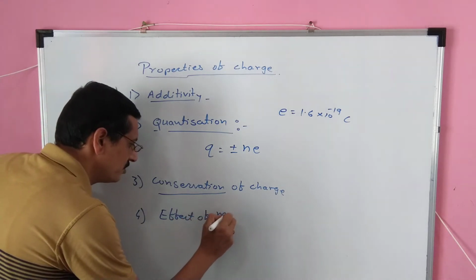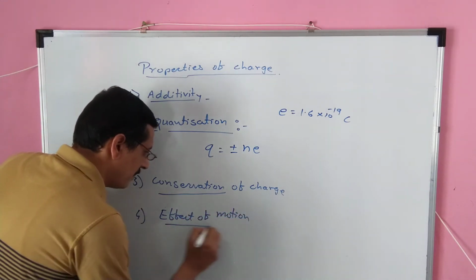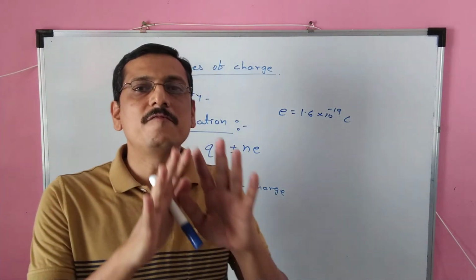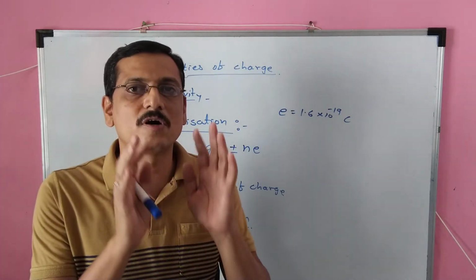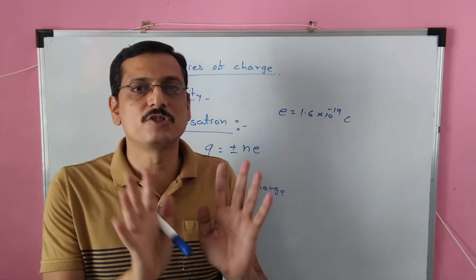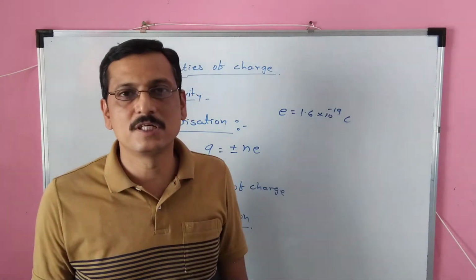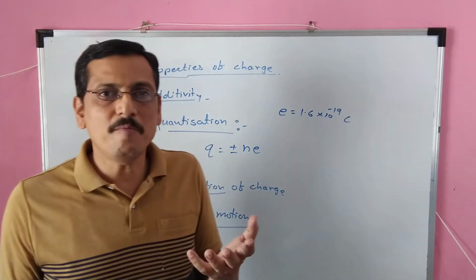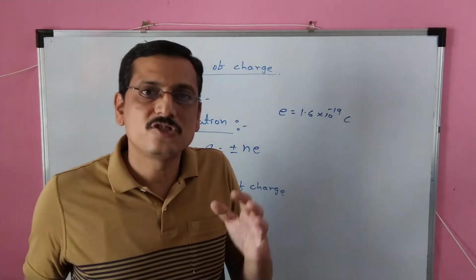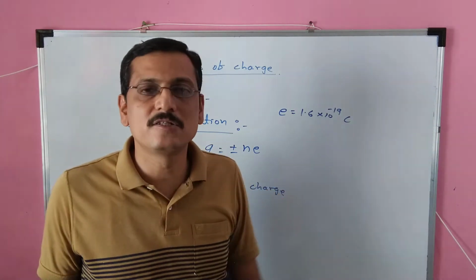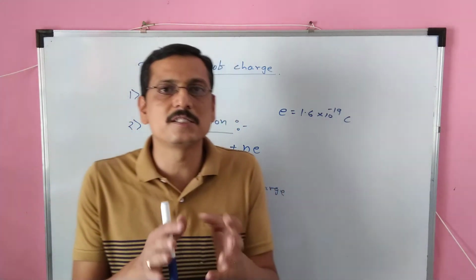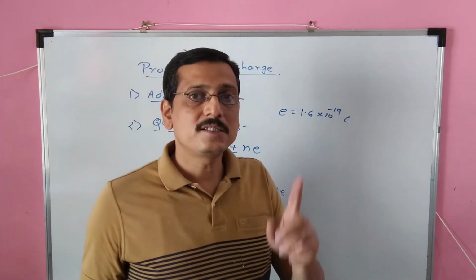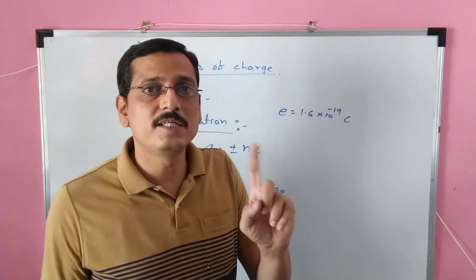Effect of motion. Now, remember that there is no effect on the charge or the charged body due to its motion. So there is no effect on the charge when it is in motion. Then why are we talking about this? Because charge is a property, and in the same way mass is also a property, and you may get a question like: differentiate between charge and mass. And if you know, student, mass is not constant if the body is in motion.